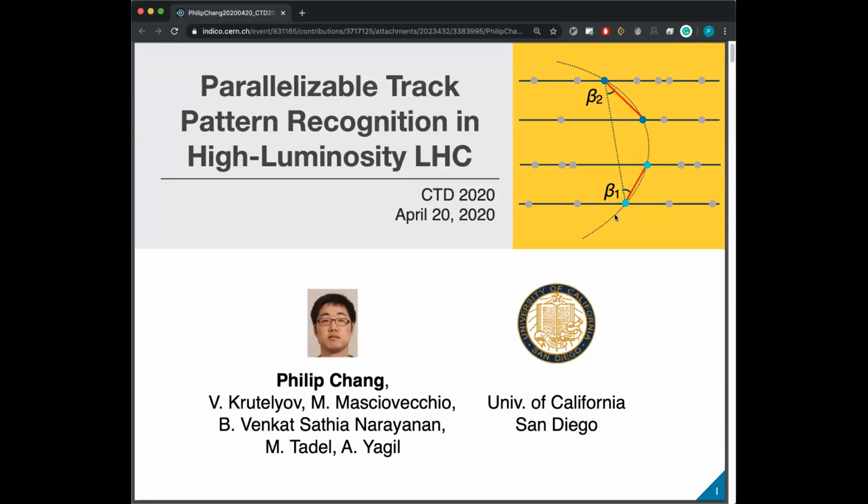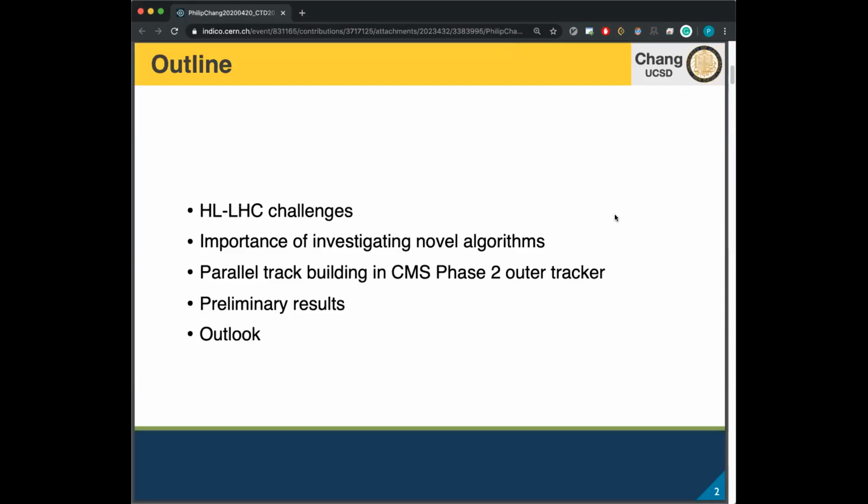Okay. So today I will be talking about parallelizable track pattern recognition in the high luminosity LHC condition. And thank you very much for allowing me this opportunity to present some of the work that I've been working on. To slide 2.